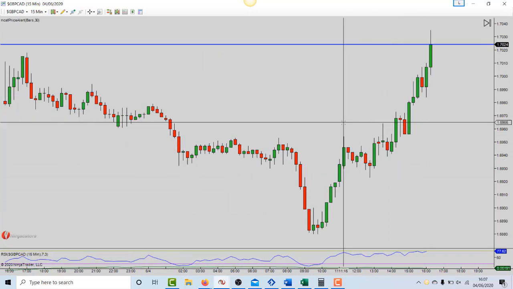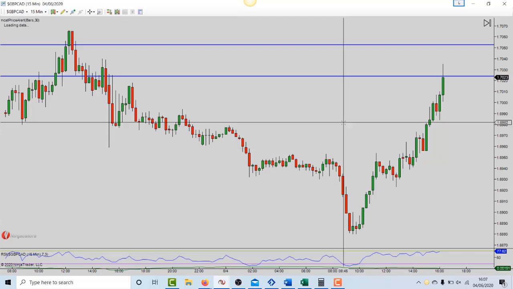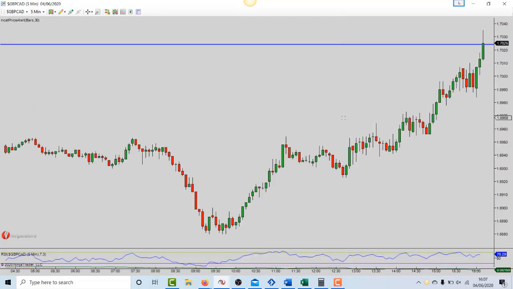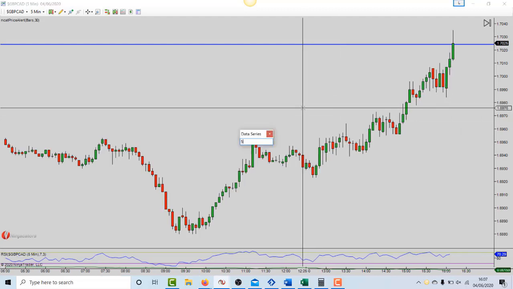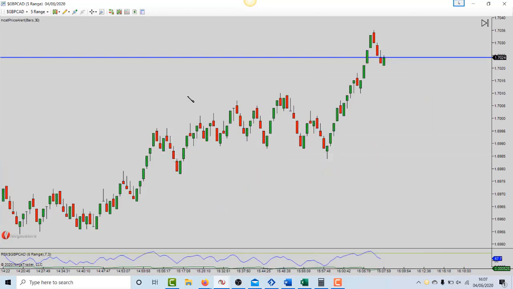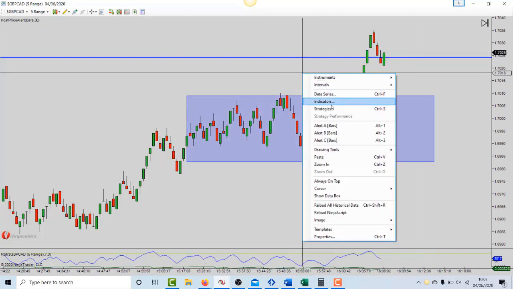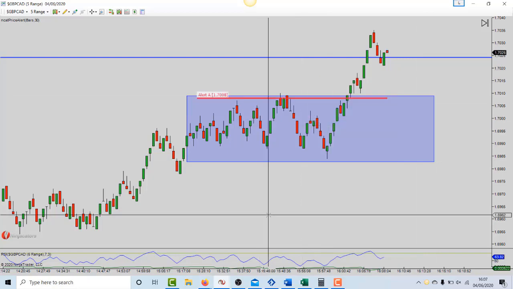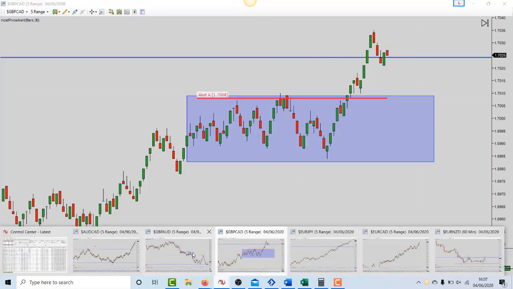15, not overbought, still moving directionally. Let's go to the 5. Yep, moving directionally, like the look of that. We just broke above this structure level. Going to keep an eye out for this structure level just here, guys. May give us some form of an entry. Going to set an alert for that one.